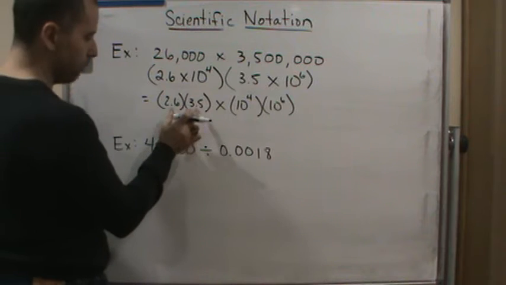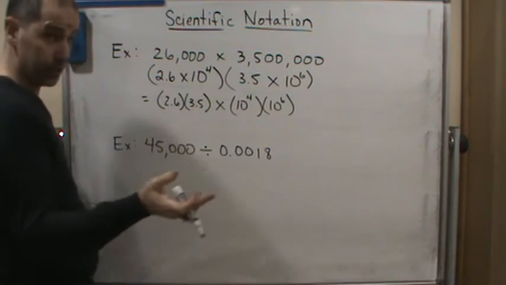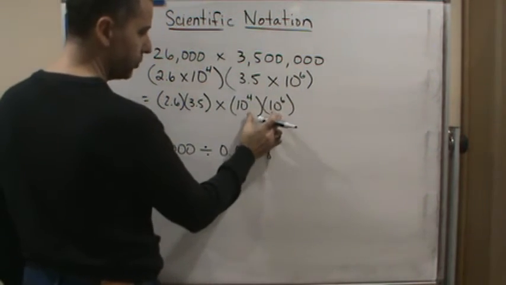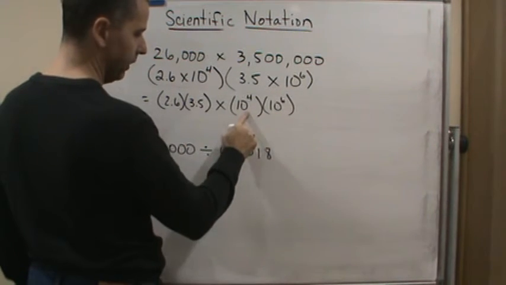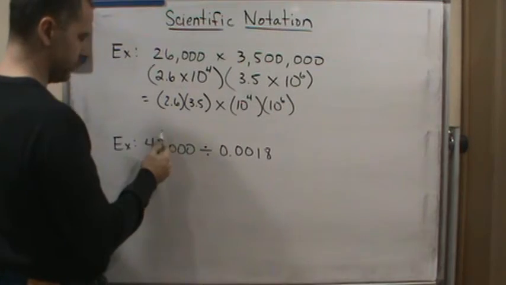Now all I have to do is multiply these numbers together. We know how to do that. And then here, all I have to do is use the rule of exponents, because I've got the same base here. So all I have to do is add the exponents.